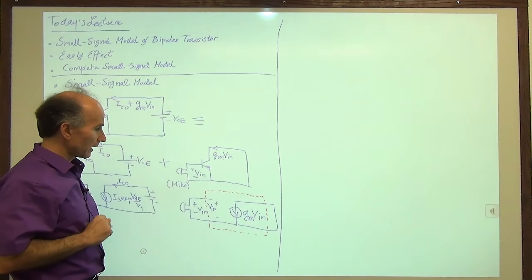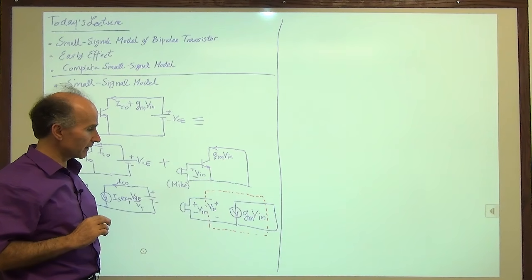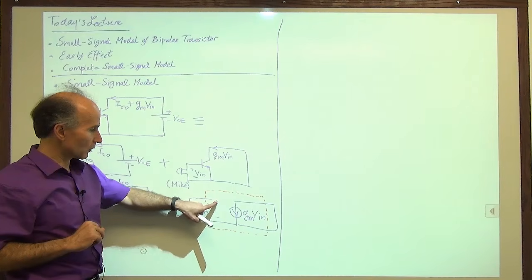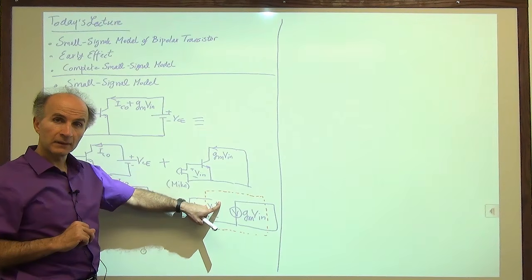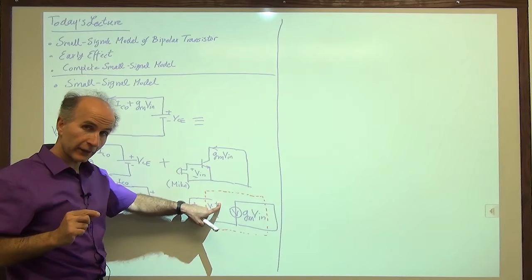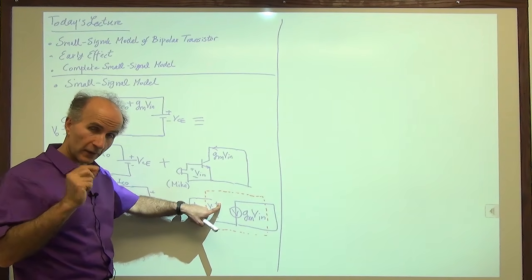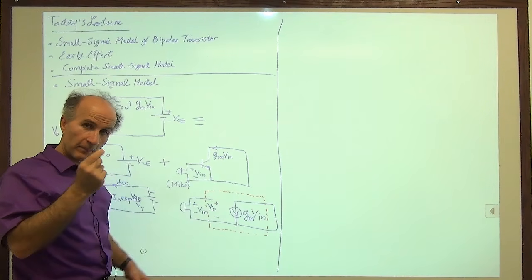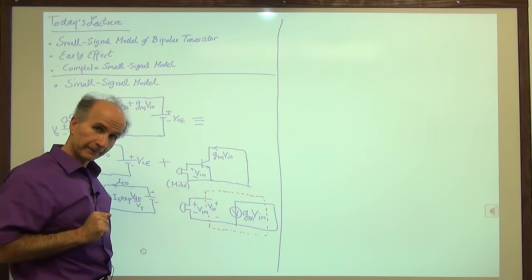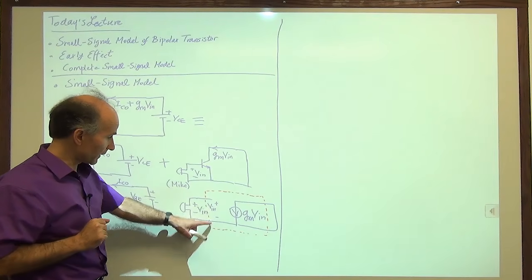Okay, the second surprise here is that the base is open circuit. That's a little strange because we know that the base does draw a current. It's a small current, but it does draw a current. We said that the base current is equal to the collector current divided by beta. So what happened? How come this is open?